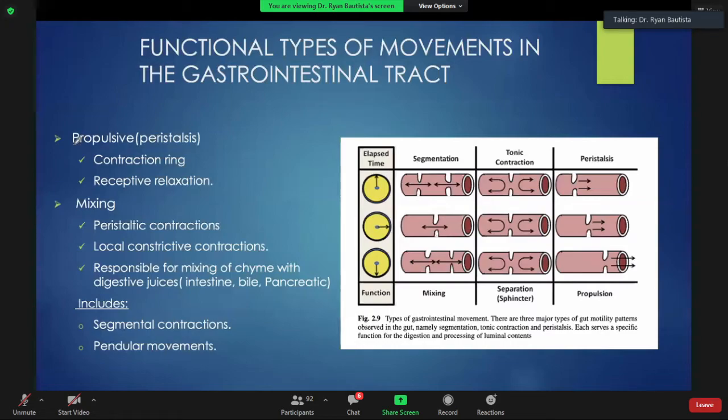We have what we call propulsive peristalsis, in which your circular muscles do a contraction ring and a receptive relaxation. Contract, relax, contract, relax. So it moves the food along. When we want to mix the food, we do peristaltic contraction with local constrictive contractions. Contract here, so the food goes back and forth. So you will have what we call your mixing action. This includes segmental contraction and pendular movements of your GI tract.